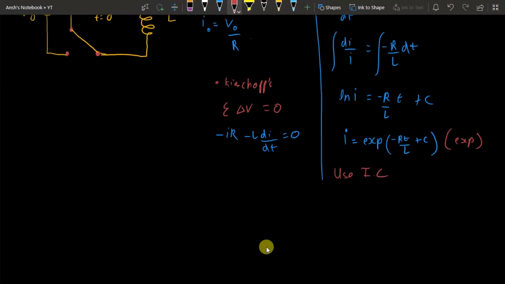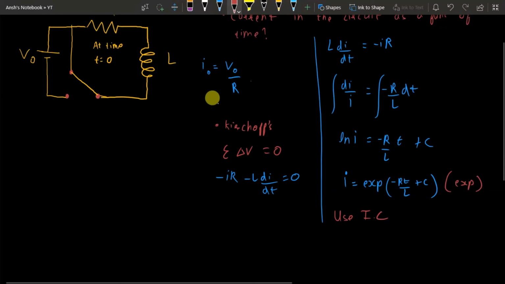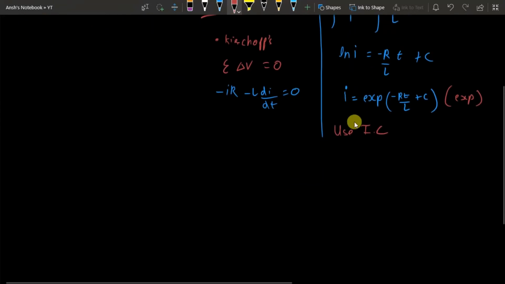The initial condition we know is that at time t equals 0, the current that was flowing in the circuit was equal to I naught, which is equal to V naught over R. So let's put that condition here. At time t equals 0, we have the current I equal to I naught.